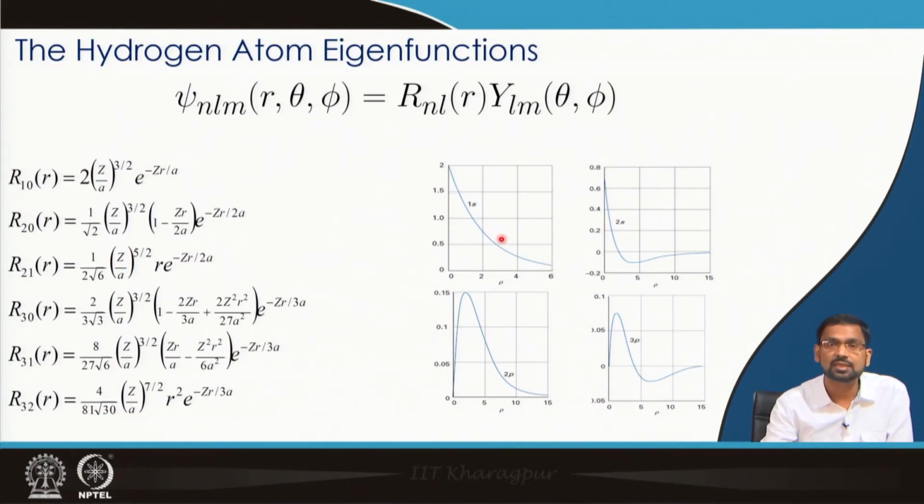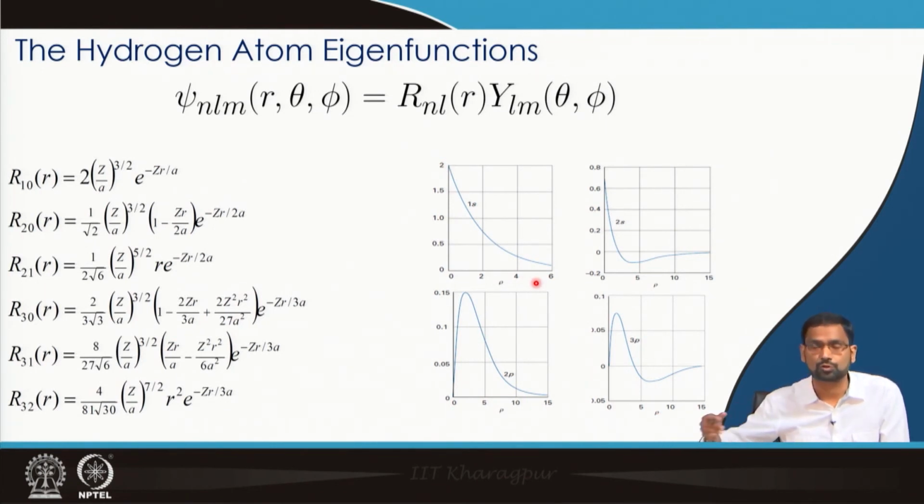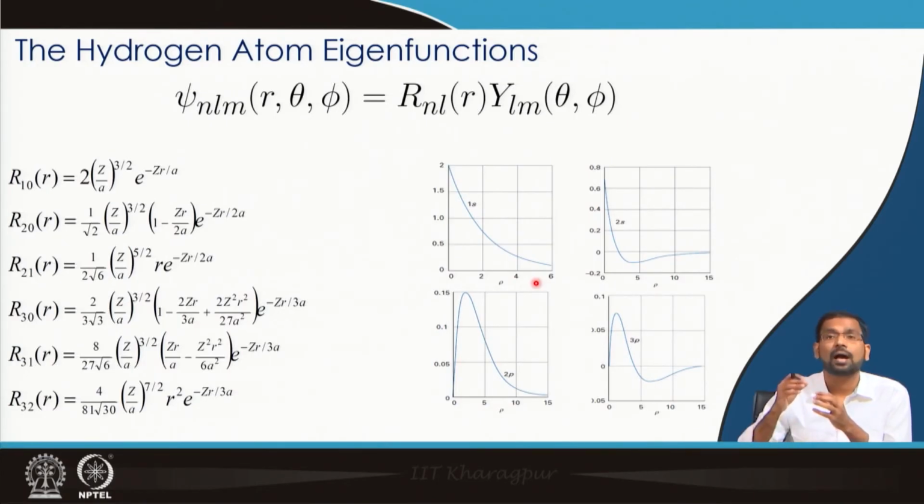You see that this is simply an exponentially decaying function. The function starts from a finite value at r equals 0, and as you go away from the nucleus, the wave function decays or goes to 0. It has an exponential decay. What it means is that if the electron exists in the 1s orbital, as you go farther from the nucleus, the probability of finding this electron is 0.